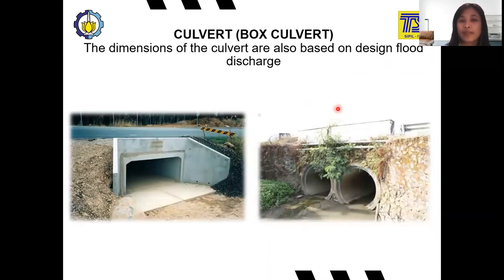Yeah, this is the example of box culvert or only culvert, because it's not always box. The dimension of the culvert is also based on the design flood discharge. As you can see here, there is this box culvert. There is also the circular one. This is also a culvert. The left one is box culvert. The right one is the circular culvert.